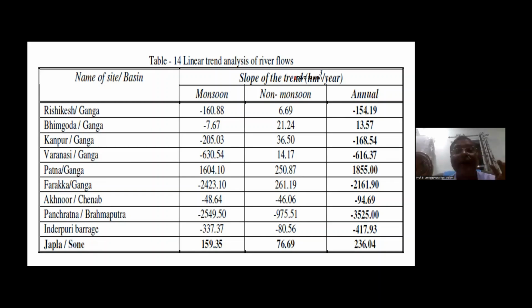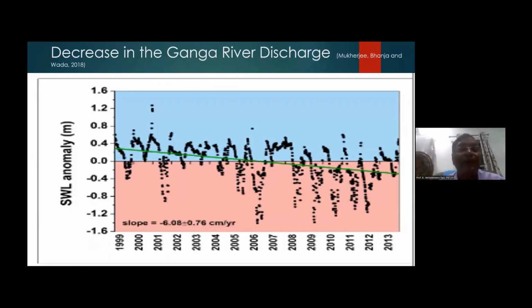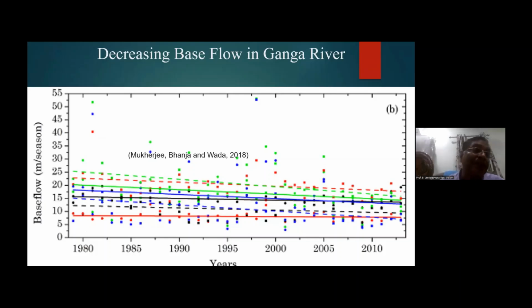Surface water and groundwater are connected. So this is a recent graph worked out by one of our colleagues. Static water level anomalies: you can see a decrease in Ganges river discharge, Mukherjee and Bhanja and others. So groundwater level decrease is also seen in such a big basin like Ganga. And the same way, base flow is also getting reduced. Now, why are these rivers getting lesser base flows and even drying up sometimes, particularly peninsular rivers, not Ganga.